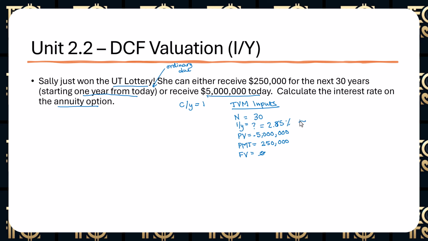Interestingly, this 2.85% is essentially the rate of indifference. And what that means is if you could earn more than 2.85% on your $5 million, then you would definitely want to take the $5 million today. This obviously ignores any tax implications, that's well beyond the scope of this particular question.